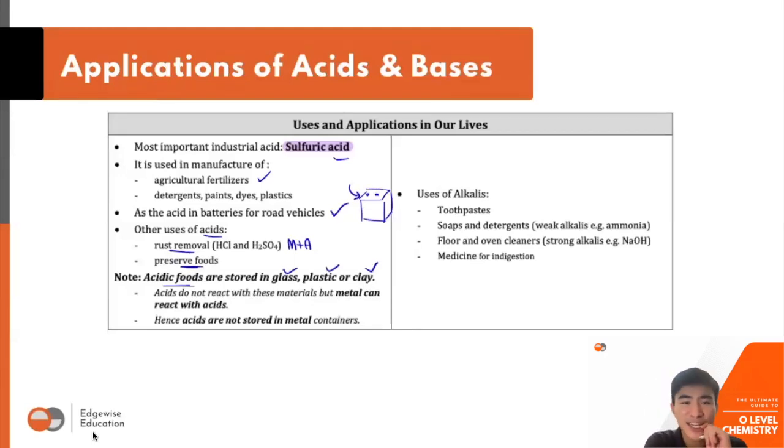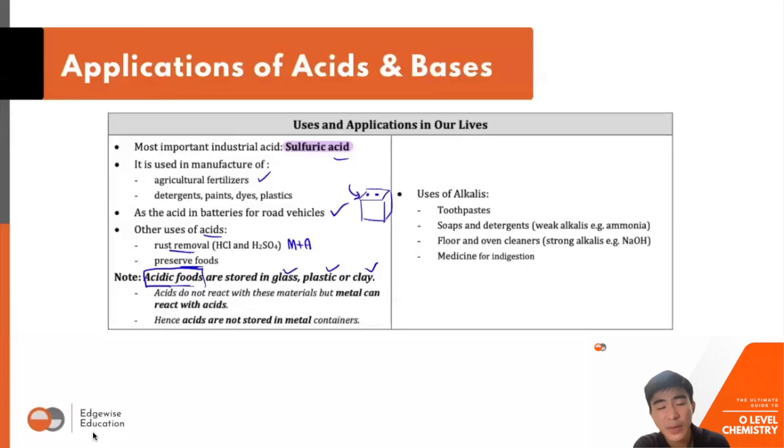Imagine you go to Sheng Siong or NTUC, you buy a bottle of vinegar, and the vinegar comes in a metal bottle. Do you dare to use it? Because the metal will react with the acid. Vinegar is an acid, ethanoic acid. Then my vinegar may not be vinegar anymore, but become a salt already. Hence, that is the reason why acids are always stored in glass, plastic, or clay.